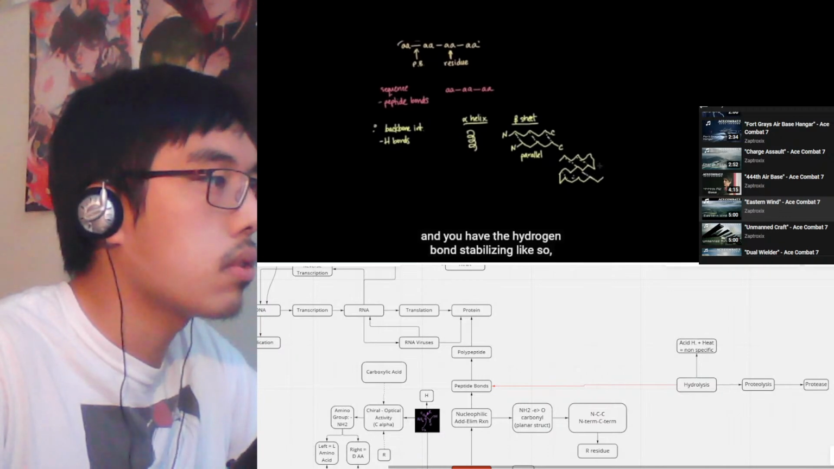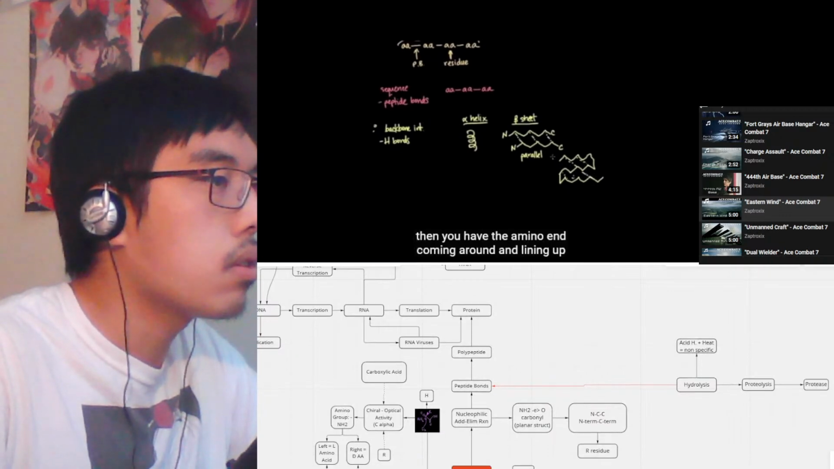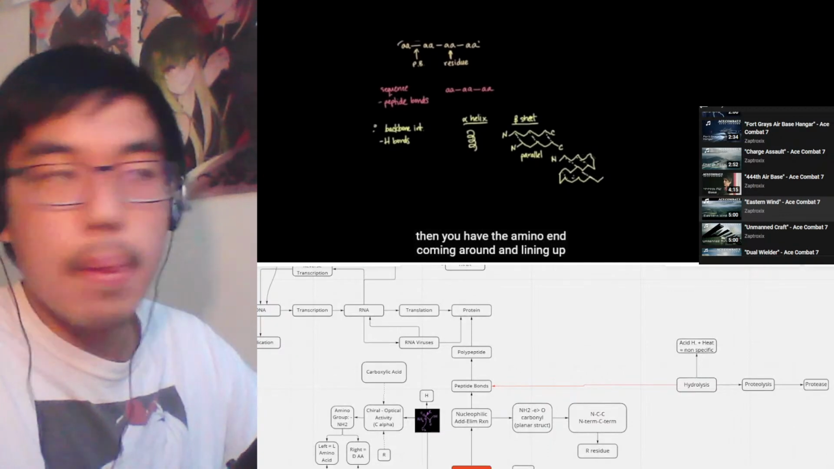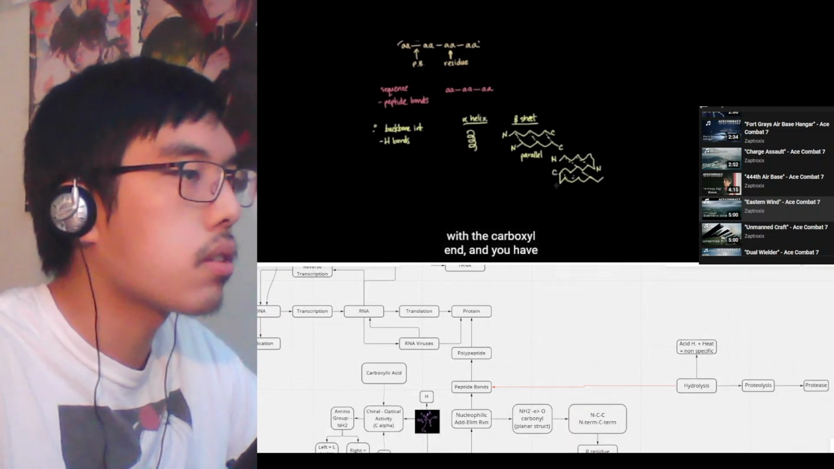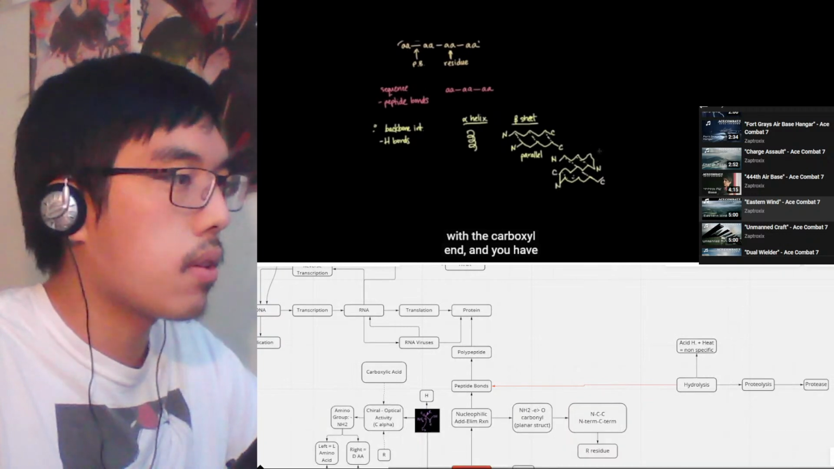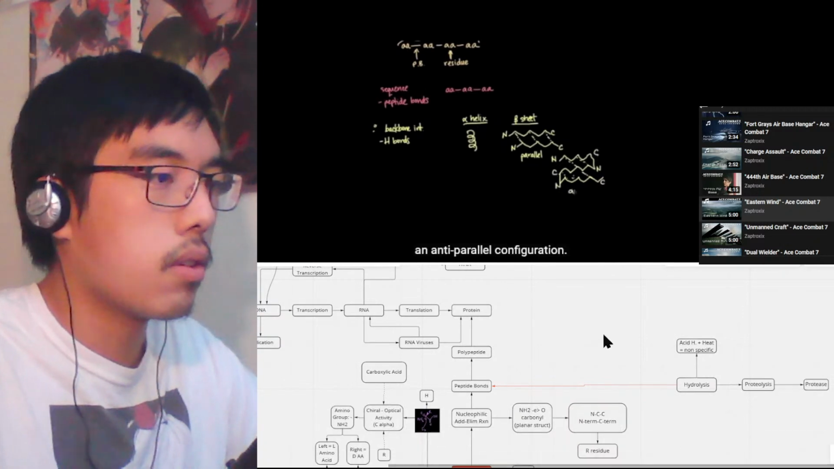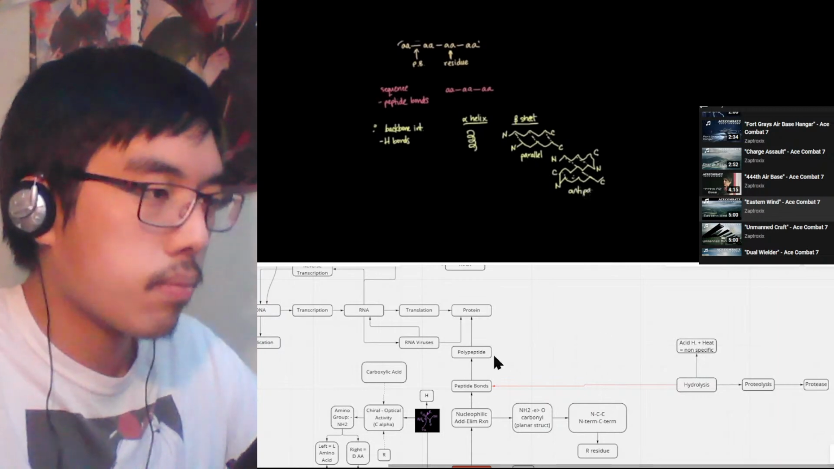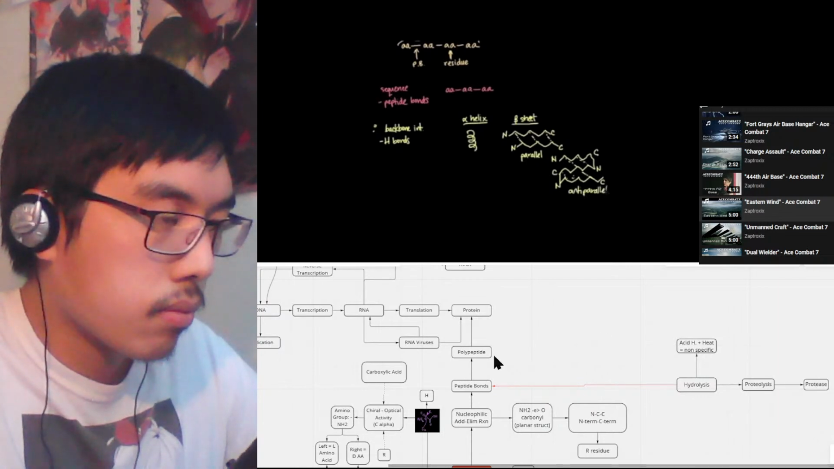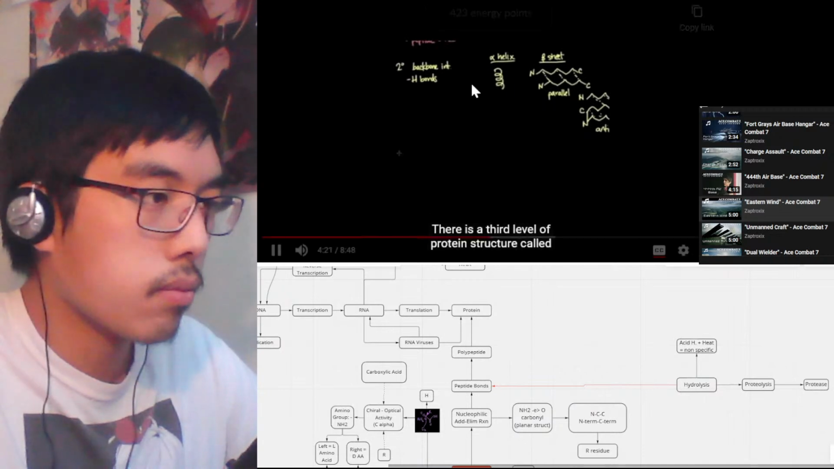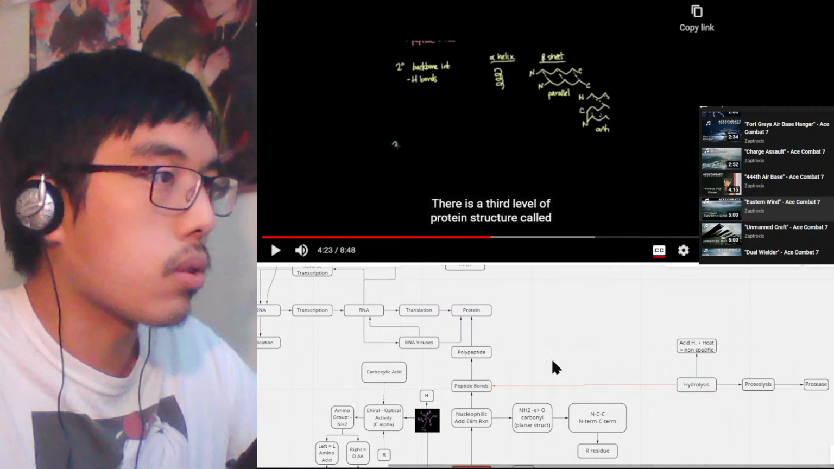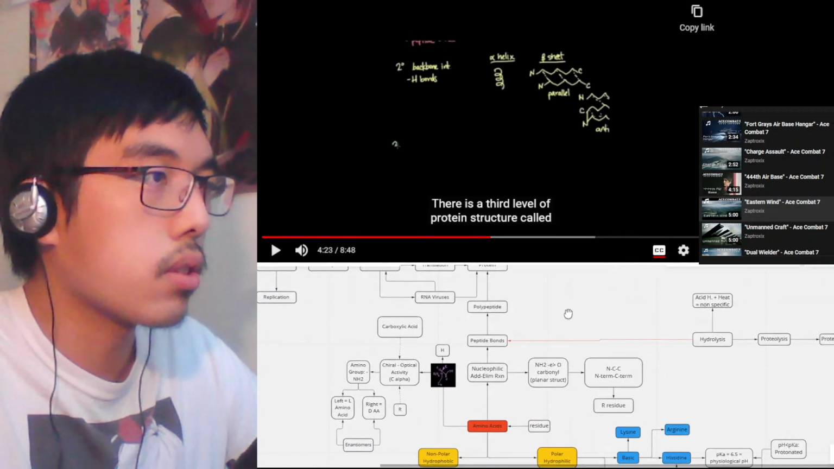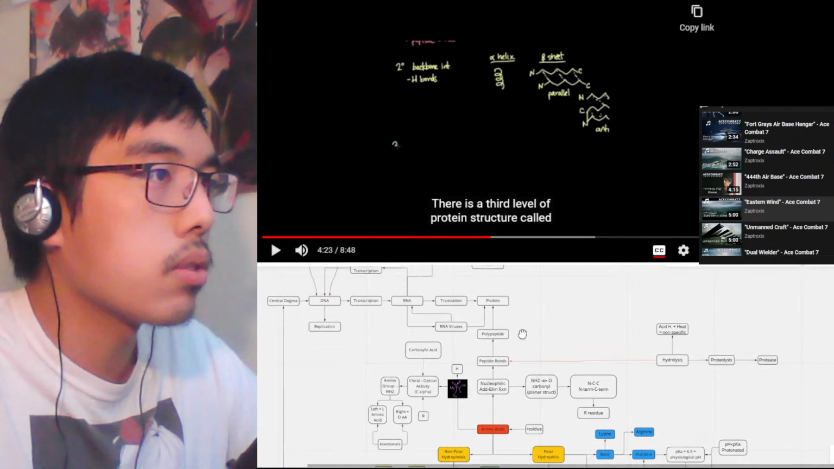Then you have the amino end coming around and lining up with the carboxyl end. And you have an anti-parallel configuration. There is a third level of protein structure. All right, so protein structure. Let's see. Where should I place you?